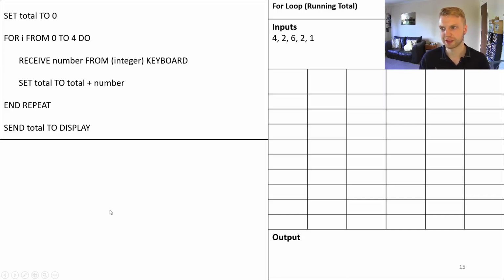Continuing with loops in this video, but we're going to be looking at running totals. Now, running totals are an example of a standard algorithm. A standard algorithm is just a piece of code that is used all the time by programmers. There's actually a question that's quite common in the exam.